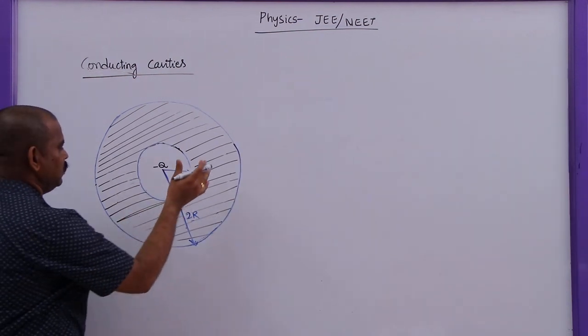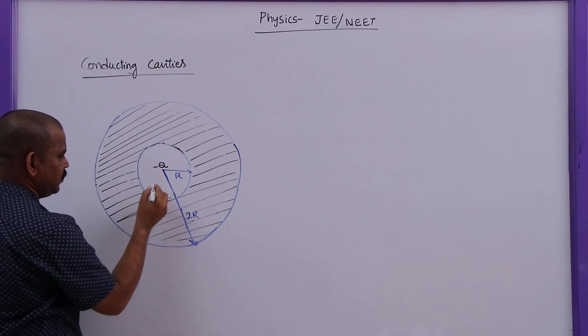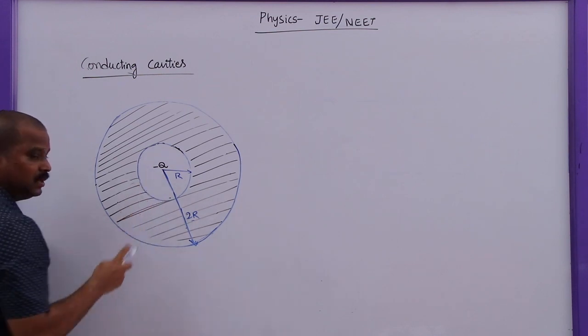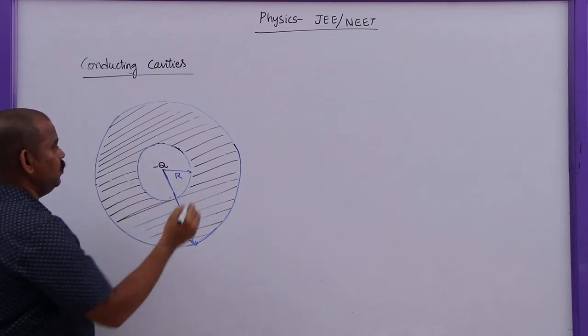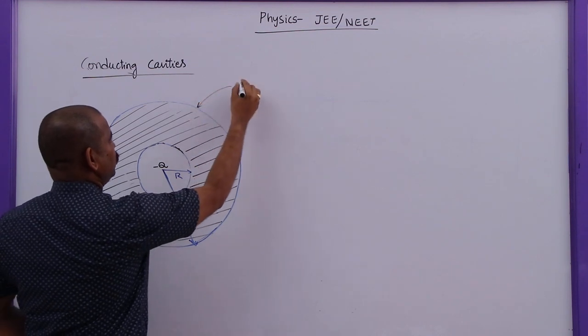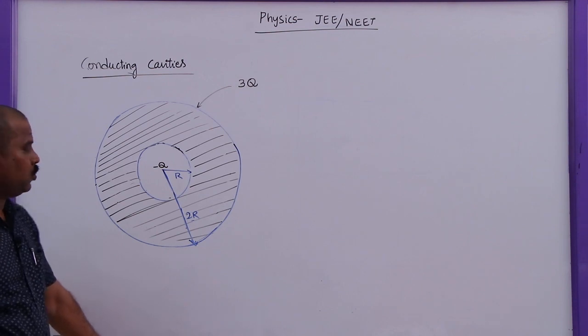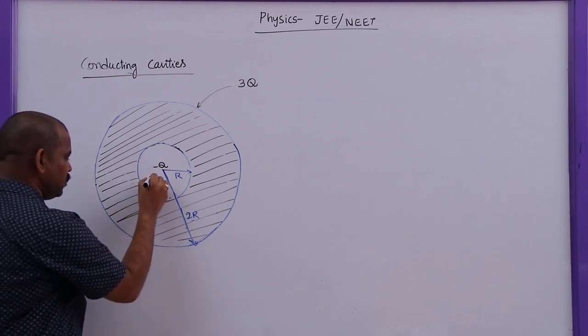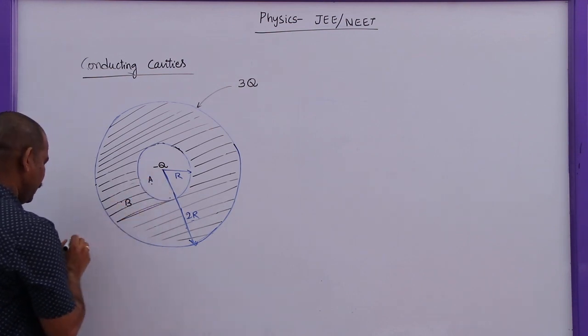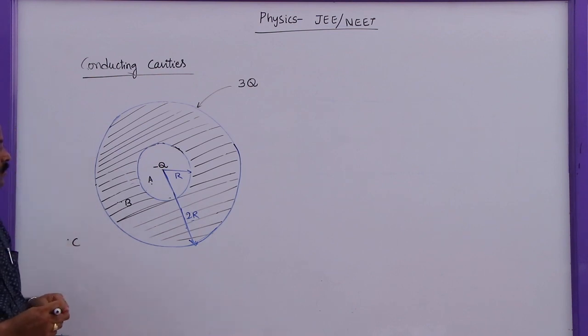Here a conducting cavity is there and a charge minus q is placed at the center. Now if you add 3 coulombs charge, that means 3q charge onto the surface, so what are the potentials at A, at B as well as at C, at 3 different points?